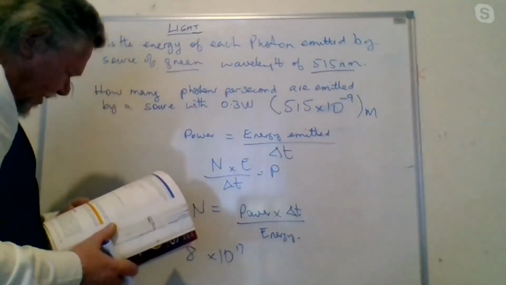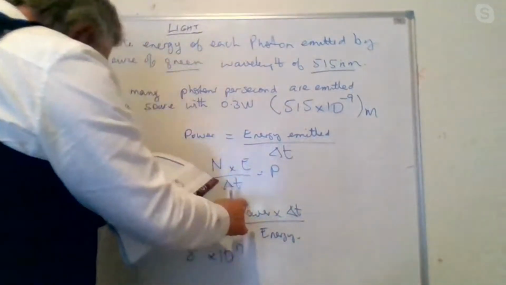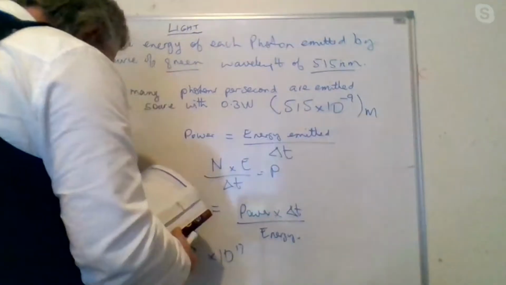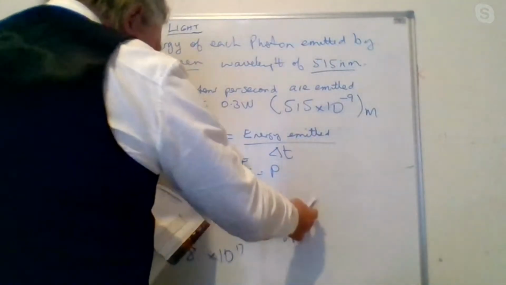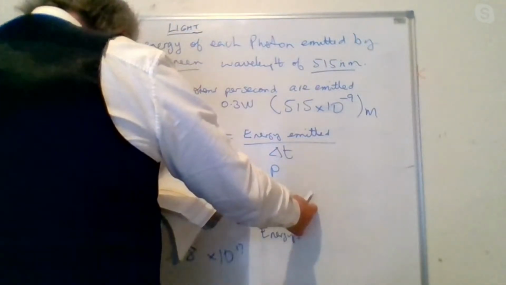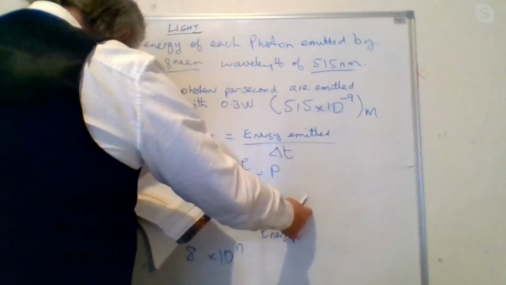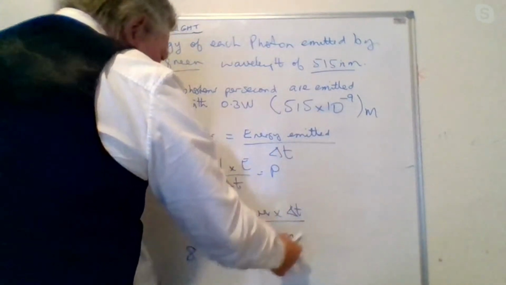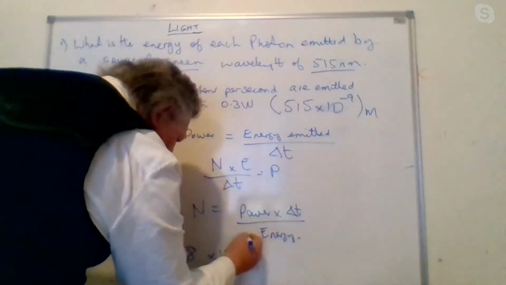All right. So power. What would I apply for power? Well, we worked it out before, and then we've got the change in time. Let's say for a second. So we're just saying that's 1 second, and then we divide that by the energy, and that tells us how many photons are arriving.